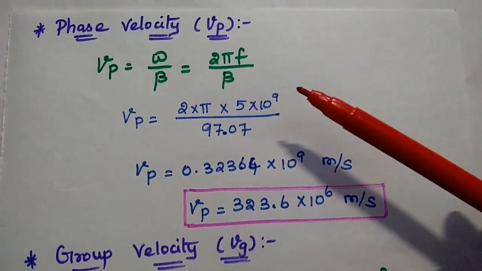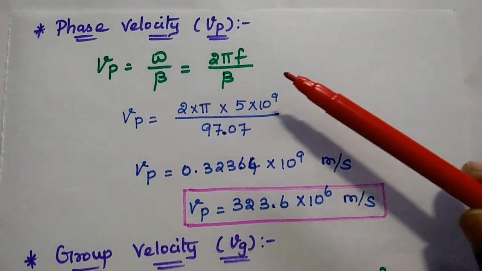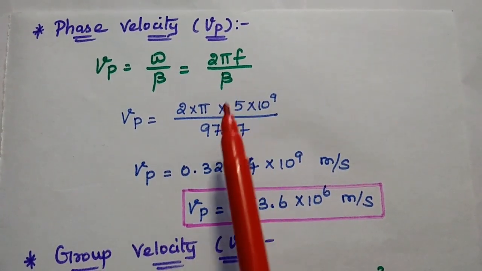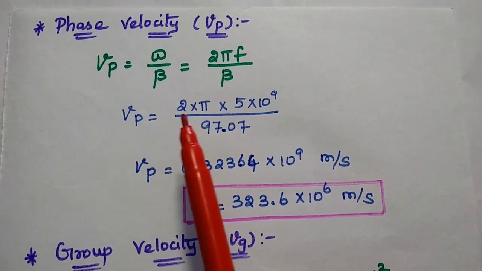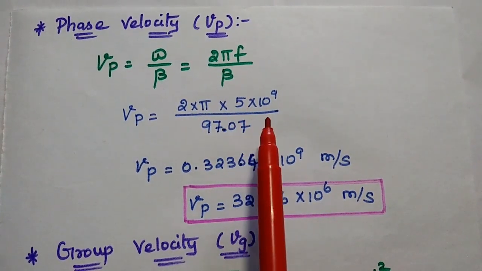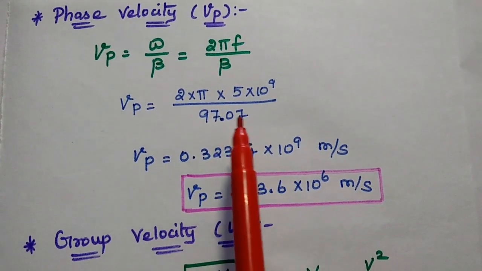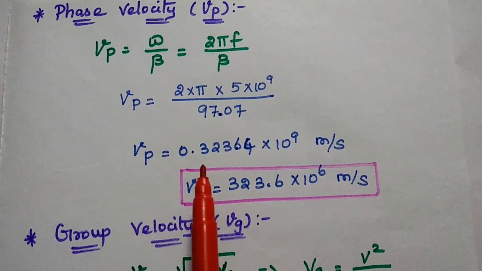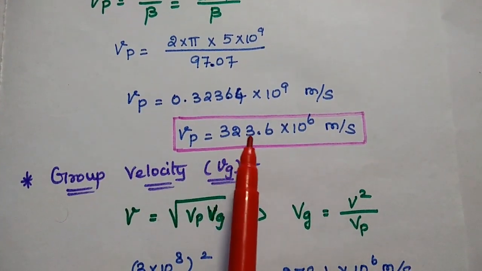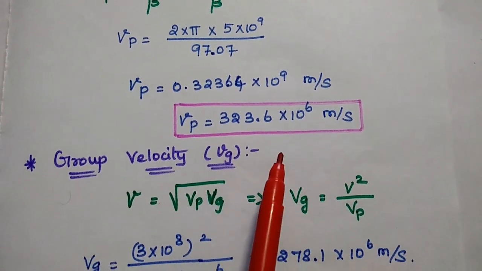Vp is equal to omega by beta. So this omega can be written as 2 pi f. Then we can substitute the values of f and beta here. So Vp is equal to 2 into pi into f value, which is 5 into 10 to the power 9, divided by beta value, which is 97.07. Then we can get the phase velocity value as 323.6 into 10 to the power 6 meter per second.